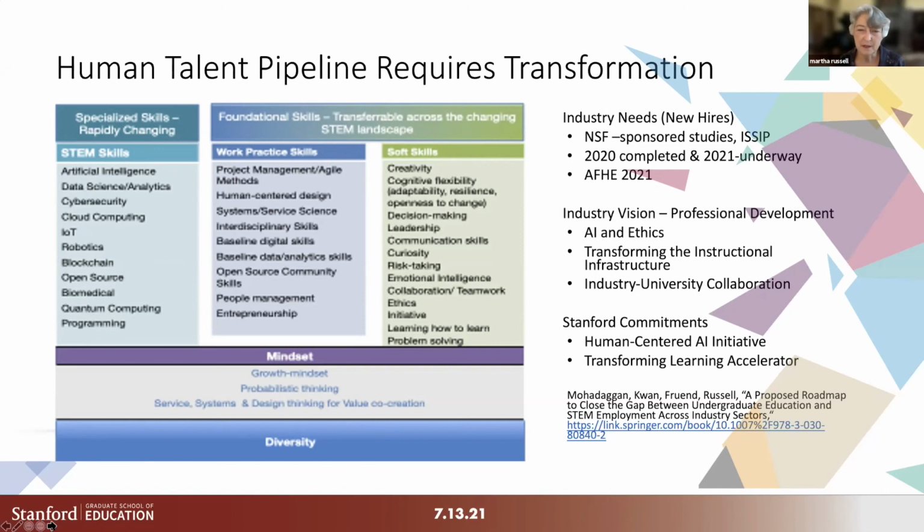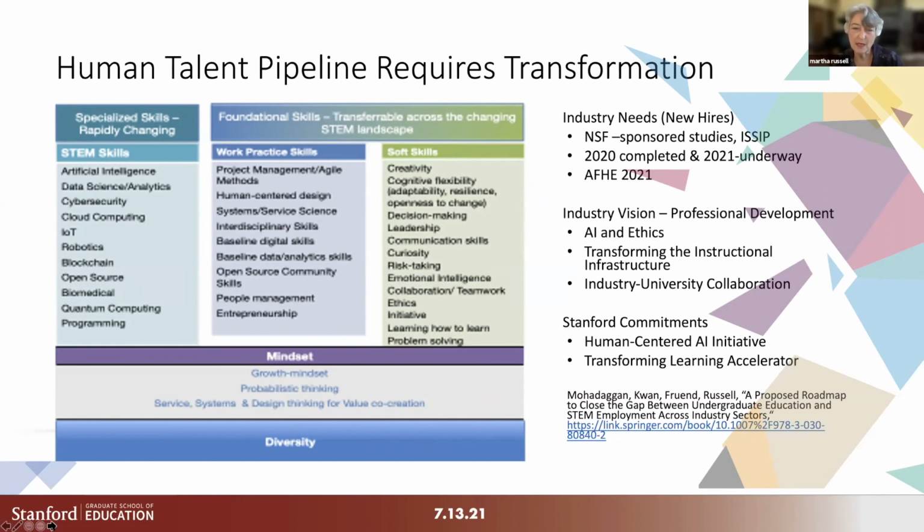And so the importance of these transformations has been embraced by Stanford. Two university-wide programs are acknowledging these, the Human-Centered AI Initiative and also the Transforming Learning Accelerator. We are also hearing from industry that professional development is vital for the current workforce, that AI and ethics are really important for the whole enterprise to understand. Enterprises are trying to transform their instructional infrastructure and develop new ways for industry-university collaboration.